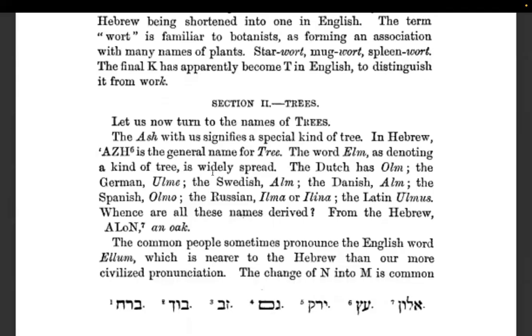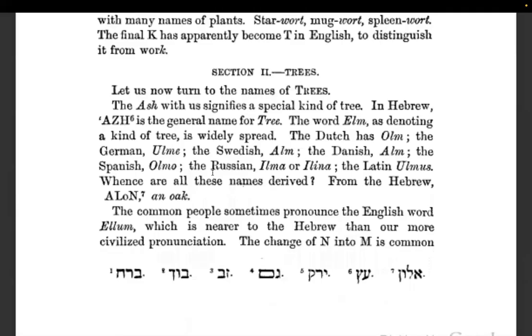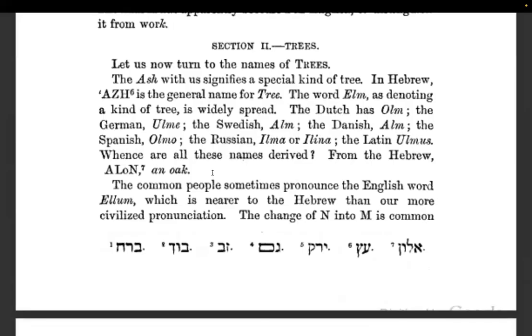Section 2, Trees. Let us now turn to the names of trees. The ash with us signifies a special kind of tree. In Hebrew, etza, ayin zaudi, is the general name for tree.